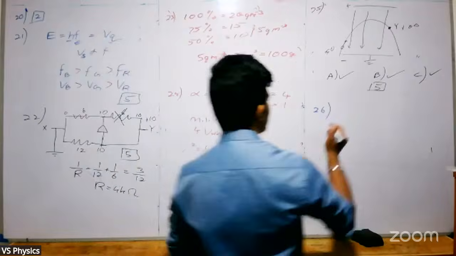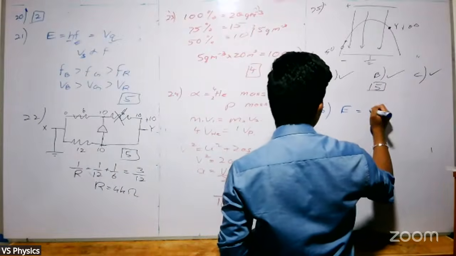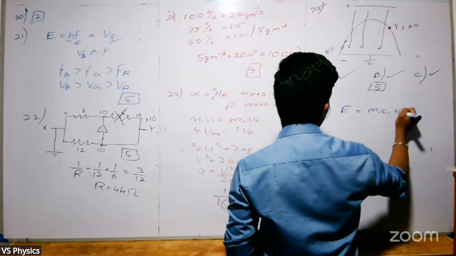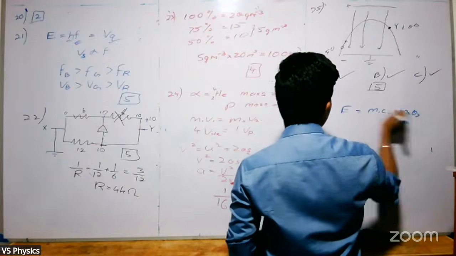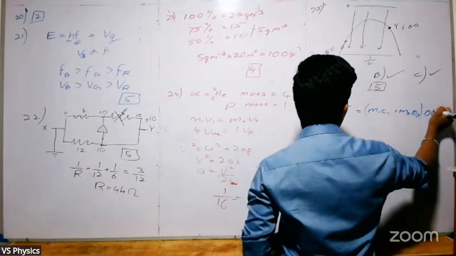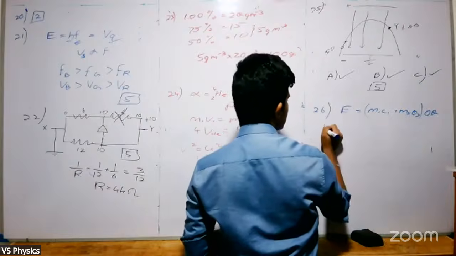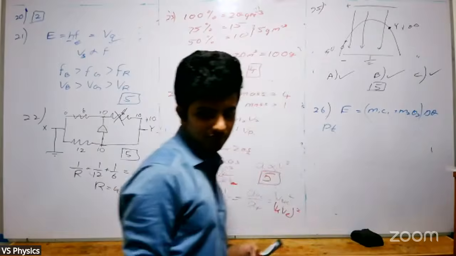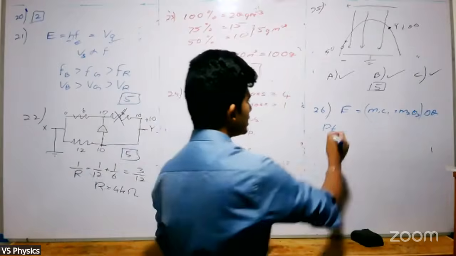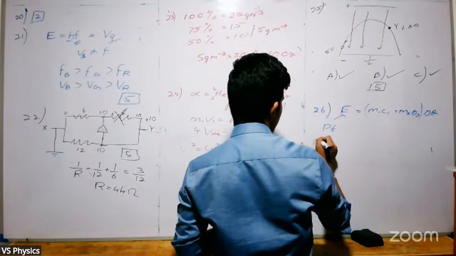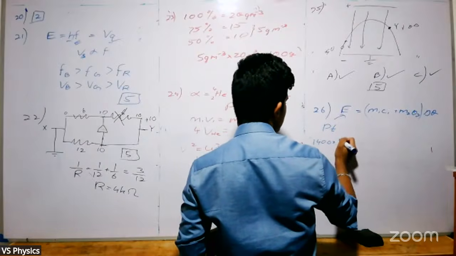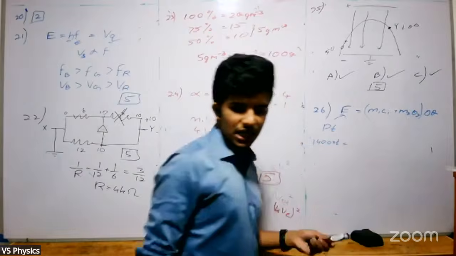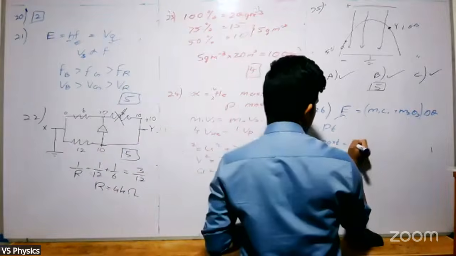What is it? Energy is equal to M1C1 plus M2C2 delta theta. Energy will be written as PT. What is PT? 1400 times time is equal to M1, 0.6.